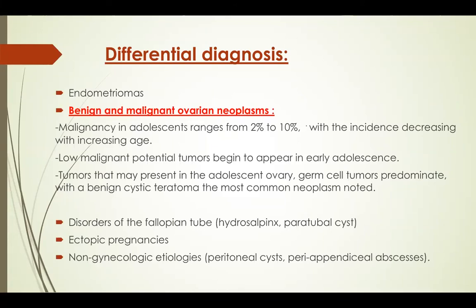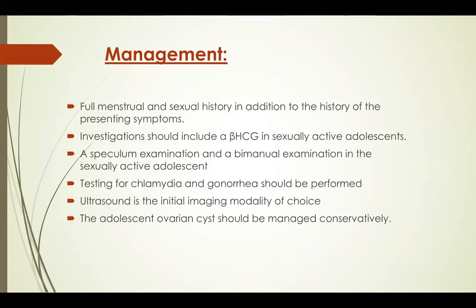Tumors may present in the adolescent ovary. Germ cell tumors are still predominant, and mature teratoma or dermoid cyst is the most common neoplasm. We have to think about any disorders of the fallopian tube like hydrosalpinx, paratubal cyst, and hematosalpinx in case of endometriosis. Also, we have to keep in mind ectopic pregnancy, and we don't forget about non-gynecological etiologies.